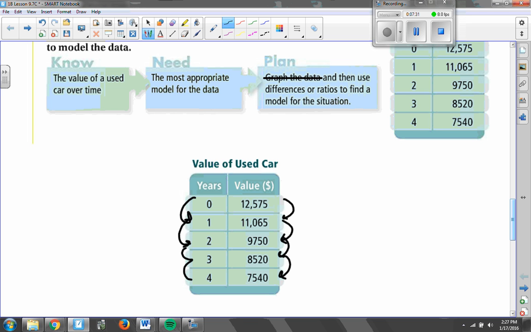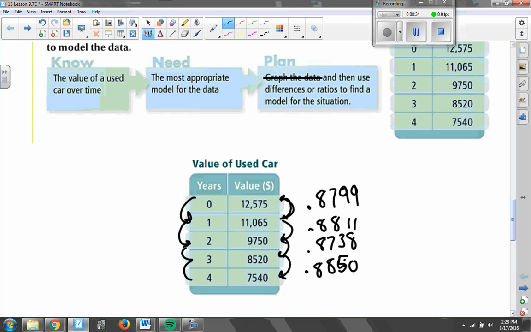So if I take a calculator and divide year 1 by year 2, or the other way around, I'll do year 1 divided by year 2 going back this way. That's what most of you do, I believe. 11,065 divided by 12,575. I get 0.8799. If I go year 2 back to year 1, 9750 divided by 11,065, I get 0.8811. If I go from year 3 back to year 2, 8520 divided by 9750, I get 0.8738. And then from year 3 to year 4, or year 4 back to year 3, I get 8850. Good?